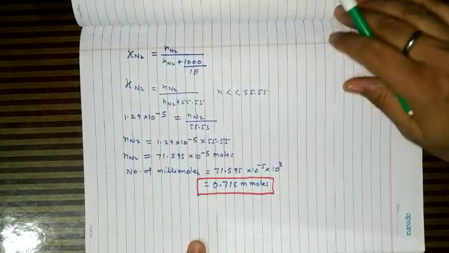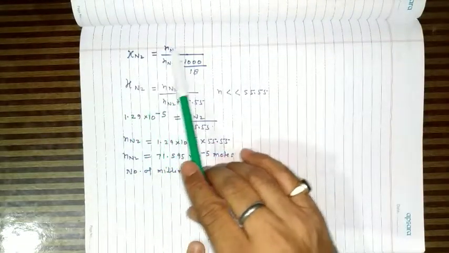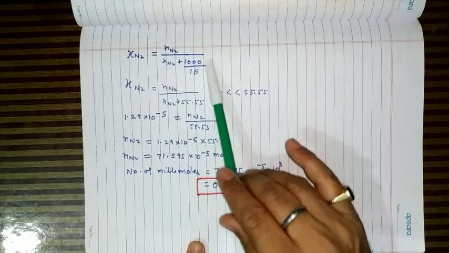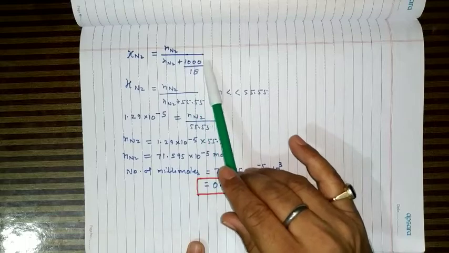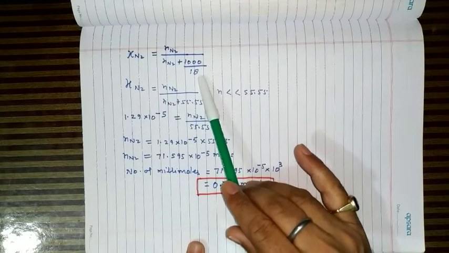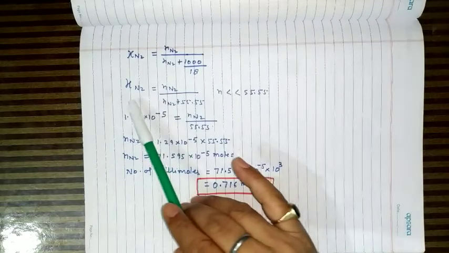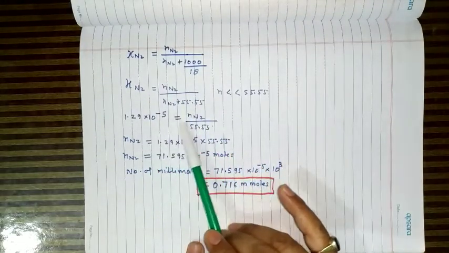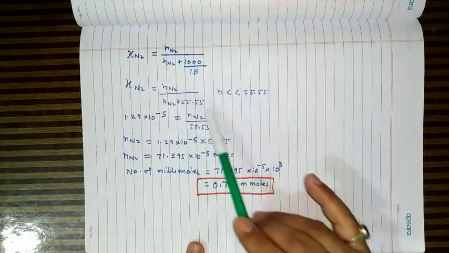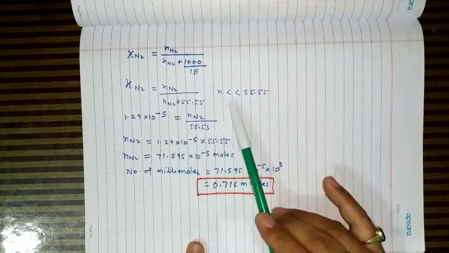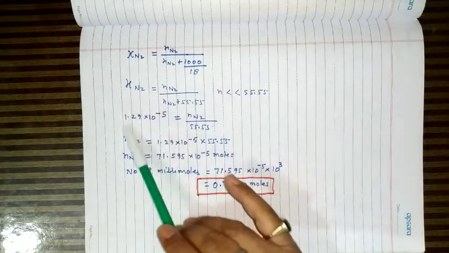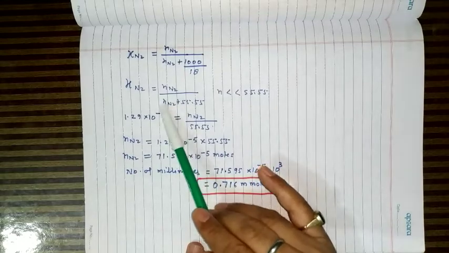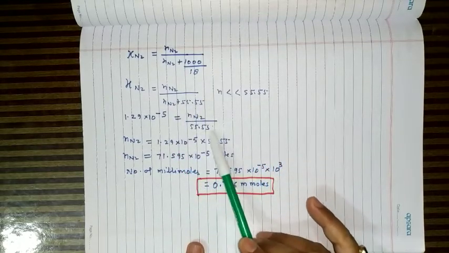Now the mole fraction of nitrogen is equal to moles of nitrogen upon moles of nitrogen plus total number of moles of water in solution. Since the solution is 1 liter water, 1 liter is equivalent to 1000 gram. If you divide it by 18, this will give the number of moles of water. So if you put the value here, then 1.29 into 10 raised to power minus 5 equals the number of moles of nitrogen upon this. Now see here, since the number of moles of nitrogen is very small, as is clear from the mole fraction, which is too small a value as compared to 55.55, it can be neglected here. We take here only 55.55.